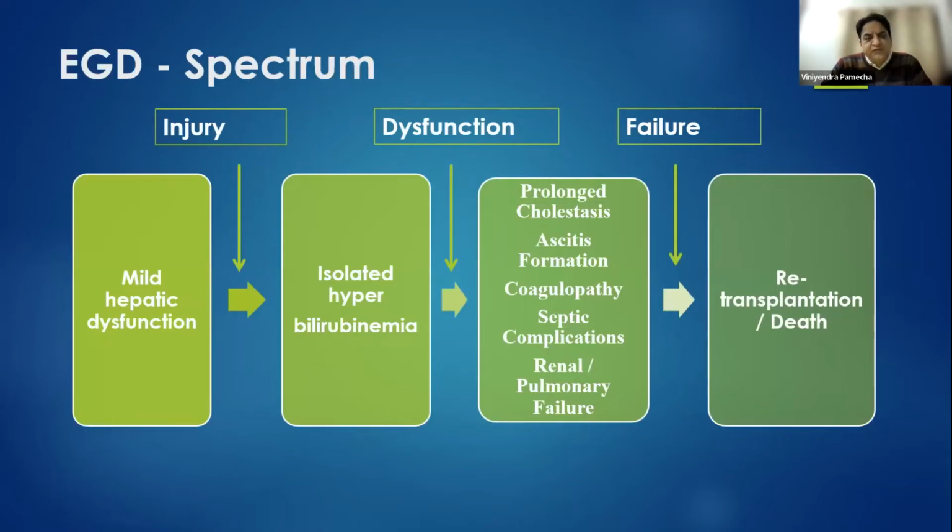So it's a spectrum of injury, which can be from mild hepatic dysfunction to just isolated hyperbilirubinemia, or it can lead to a prolonged cholestasis, ascites formation, coagulopathy, leading to septic complications, and which can lead to renal and pulmonary failure. And if this doesn't get better or is not timely intervened, then it will lead to retransplantation or death. So that's the spectrum. And most of the patients will be within the spectrum of isolated hyperbilirubinemia associated with sepsis. And most of this will recover over the time, but you need to really treat them very aggressively in order not to develop problems.